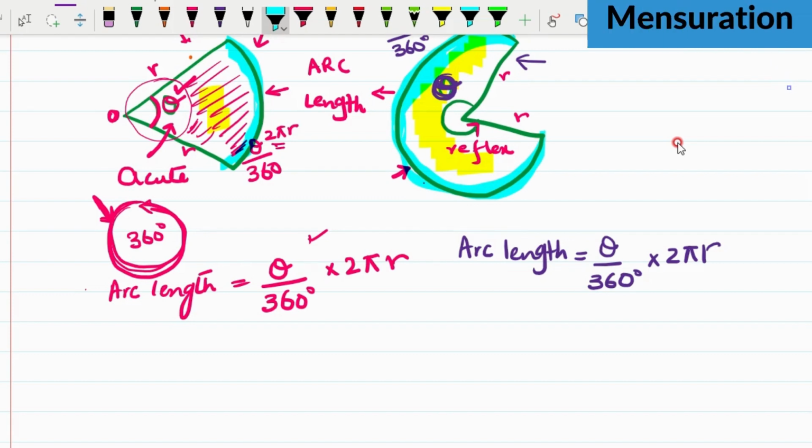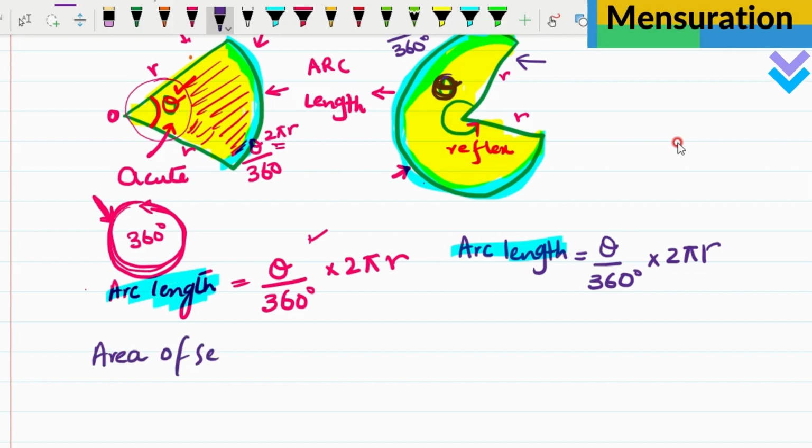Okay, so this is how we can find it by using these formulas. But what if I need to know the covered space, meaning the area of this pizza slice, how much I have taken, and the covered space of this Pac-Man? How can I find its inside area? For this we can just use this formula.